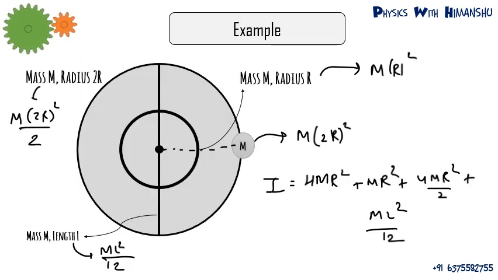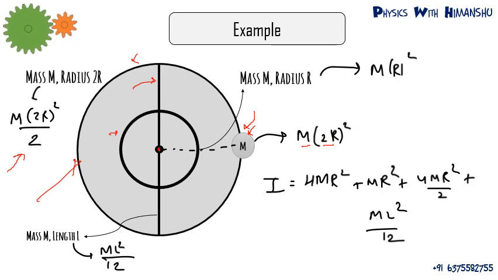Suppose now we combine all the systems. So there is a ring, this one is a ring, this one is the disk, there is a rod, and there is a mass m. And I want to calculate the moment of inertia of this full system about an axis which is perpendicular and passing through the center. So there will be 4 moments of inertia. For this mass m, the moment of inertia will be mass into 2r square, because the mass is placed at distance 2r from the center. For this disk, the moment of inertia will be m into 2r square by 2, because the moment of inertia is mr square by 2.